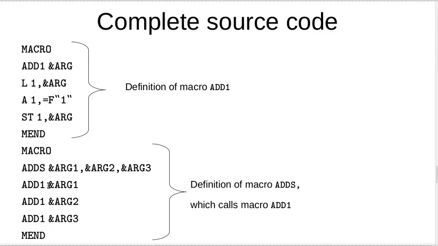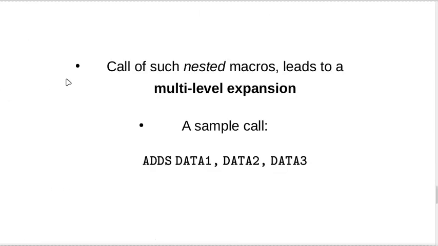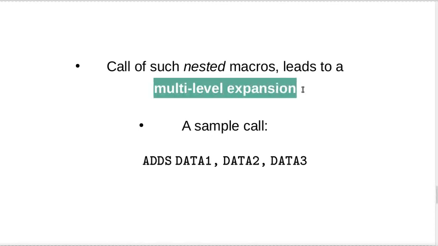In the first instruction, it is using arg1 as argument to ADD1. In the second instruction, it is using arg2 as an argument to ADD1, and in the third instruction, it is using arg3 as an argument to ADD1, right? So this is the complete source code, if we can actually think of it as programming source code, right? Okay, so it can be said that calls of such nested macros lead to a multi-level expansion, right? So whenever we are defining such nested macros, and when we then go on to call them, we actually tend to use a multi-level expansion.